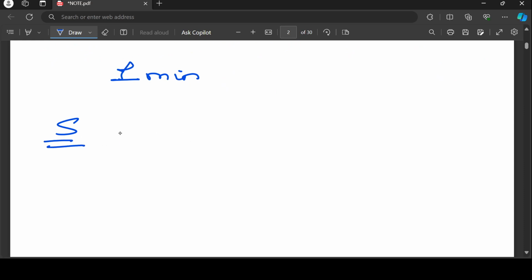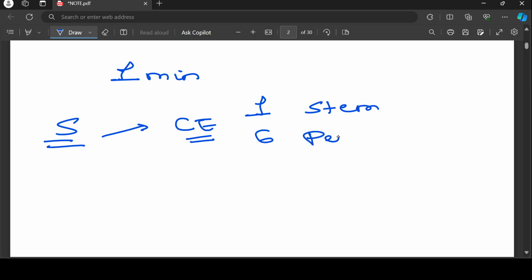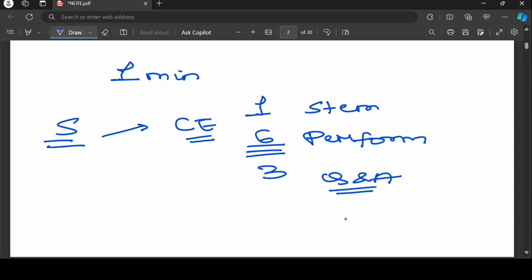So for skills, considering the clinical examination station, 1 minute again for the STEM. 6 minutes is going to be to perform the skill, and then 3 minutes are going to be for question and answer. So whatever examinations or steps that you're going to perform, it has to be within these 6 minutes. The bell is going to ring. For example, in our station also, every time a timer was done, the bell rang. So after 6 minutes also the bell is going to ring, or the examiner is going to call you himself that okay, your time is up, now come to me for question answering.